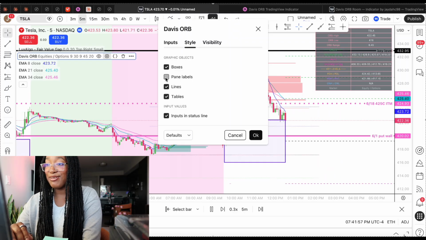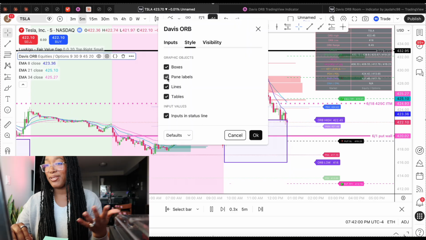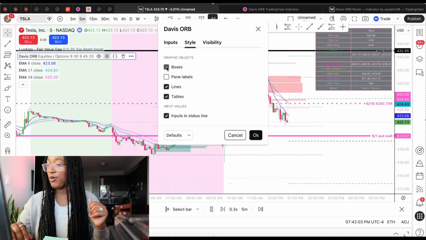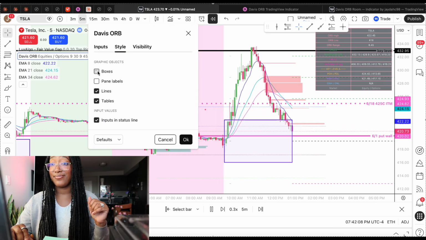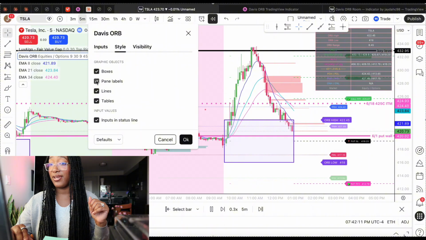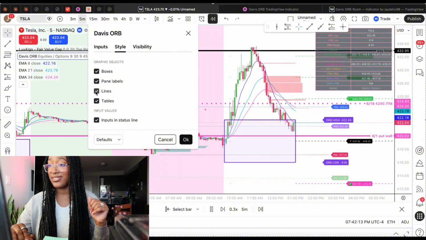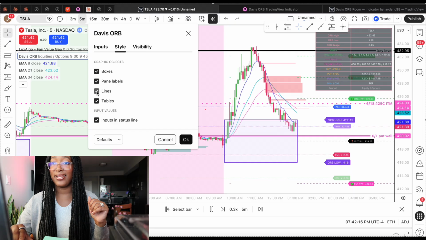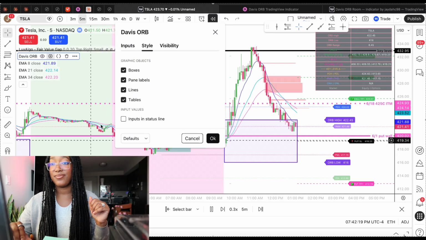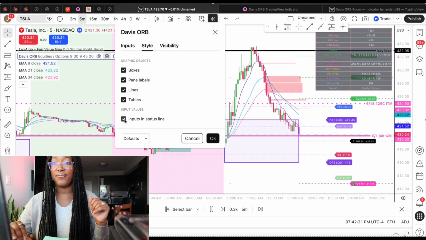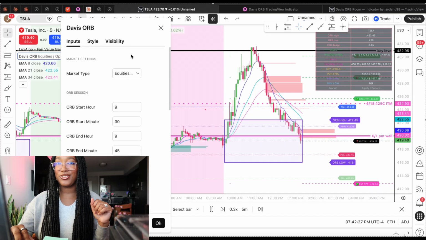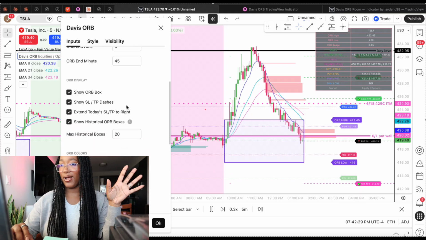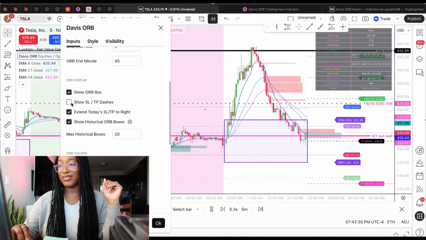The pane labels are the things that are all the numbers that populate your story, you guys. We have the boxes, if you want the ORB range boxes on or off, you could toggle that just like that. The pane labels on and off, you can do that. The lines on and off, just like that. The inline status is actually right here to the left. You can change what you see there. And you go to the input, you can change your market. You go to the ORB range, you can change that. If you want the ORB boxes to show, you can toggle that on and off. Stop losses, you can toggle that on and off.